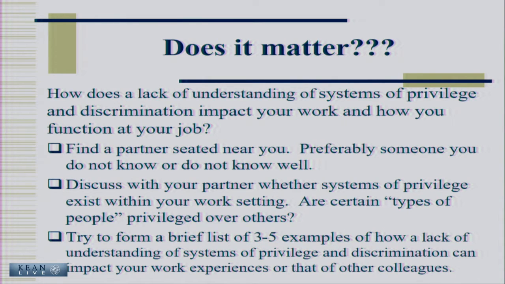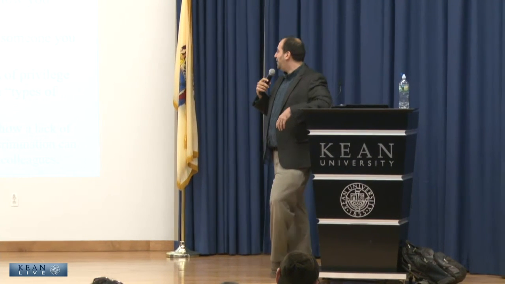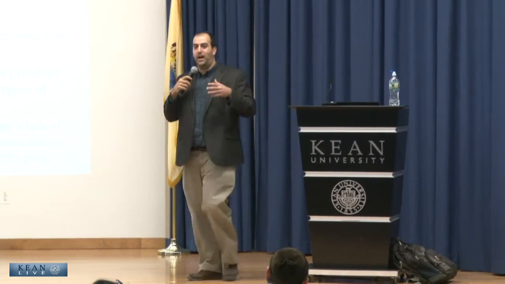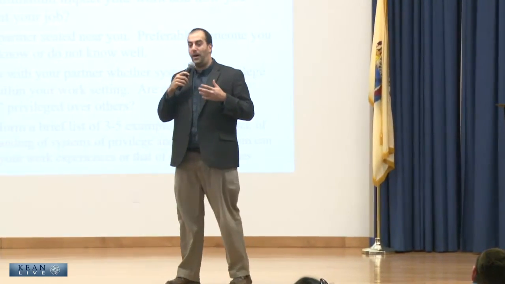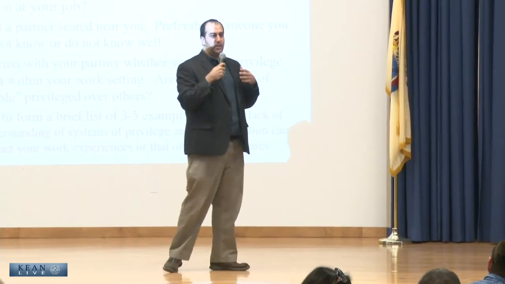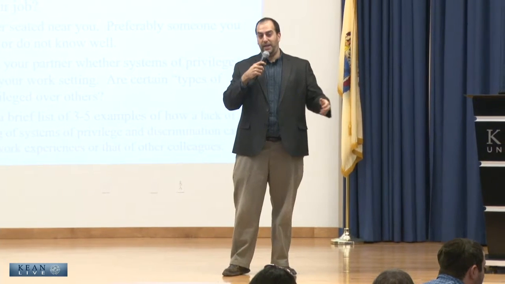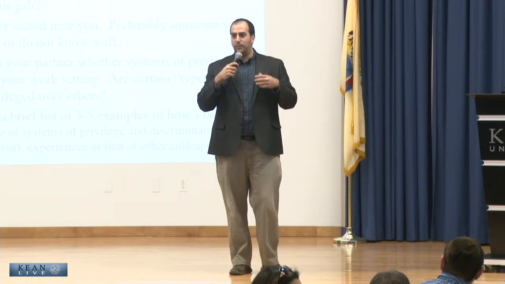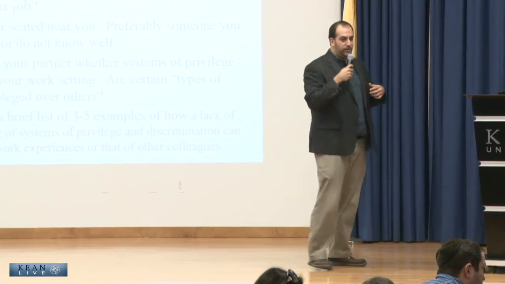So what we're going to try to do, I see great conversation happening already. That's awesome. Let's try to come up with a short list. You can write it down, or we can go the less hardworking approach of just keeping it in our minds. Try to come up with a list of 3 to 5 examples of how lack of understanding of systems of privilege and discrimination can impact your work experience or others'. When we talk about discrimination, let's keep in mind the broader perspective. We're going to be going over a model that gives you an example of that. Discrimination broadly is not just race or ethnicity, not just sexism, things like that. Think about disability, a whole range of potential areas of discrimination and privilege.